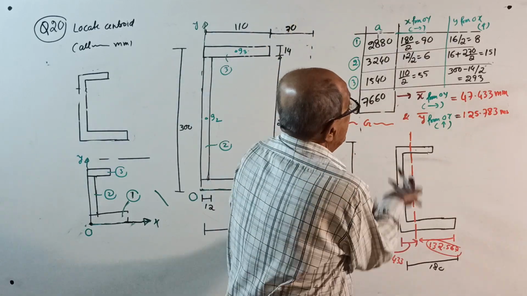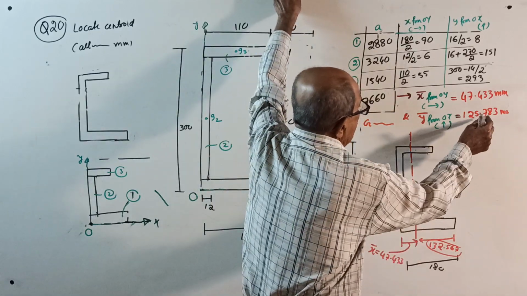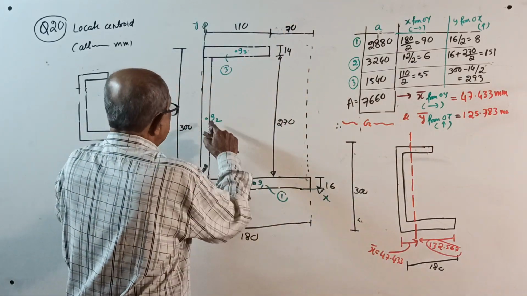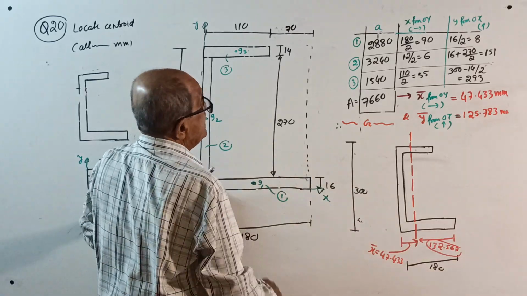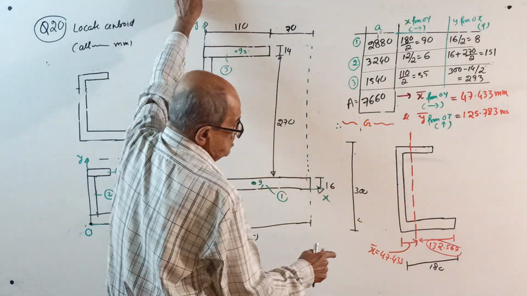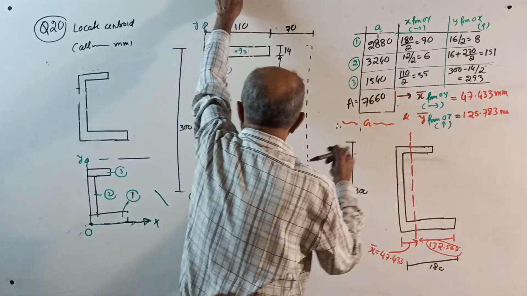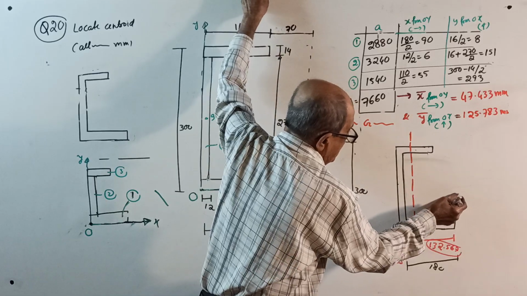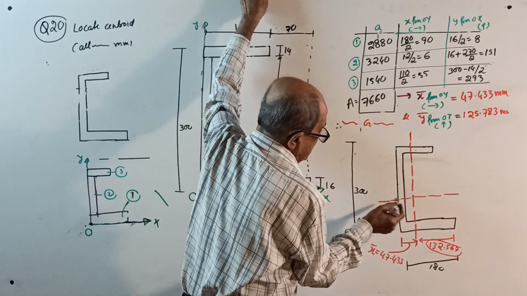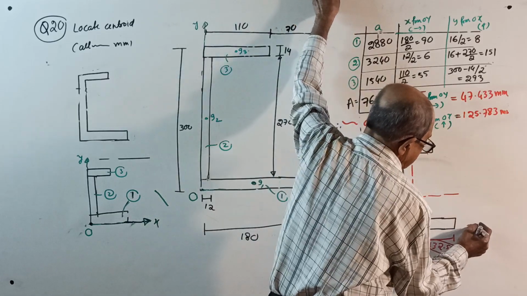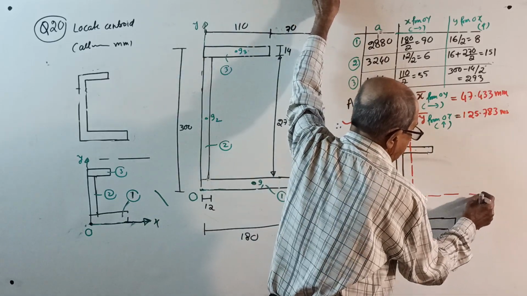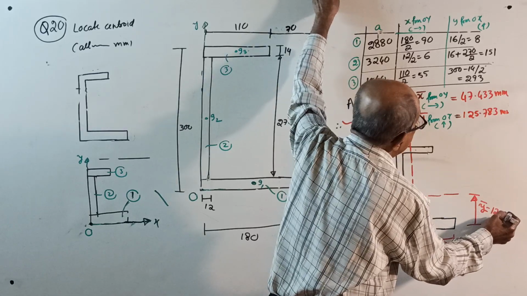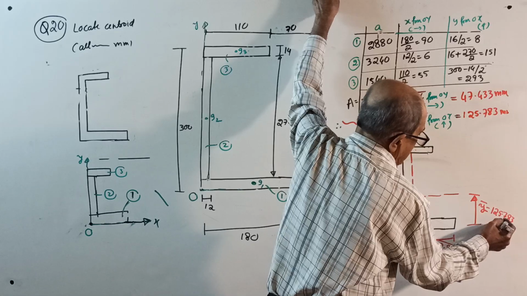And y bar from bottom, 125.783, see here, this is 16 plus up to center of web is plus 270 by 2 is 151. How much you got? We got 125, so little below center of this web. If this is center of that one, little below. This distance, anywhere mark this distance. This is your y bar equal to 125.783 millimeter.